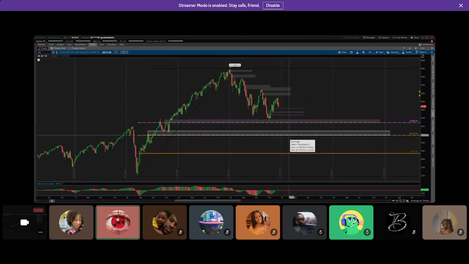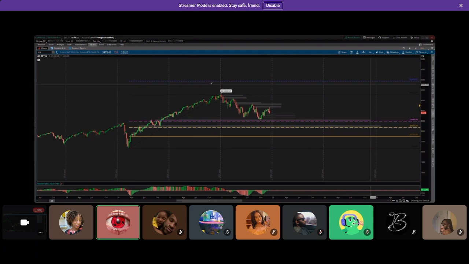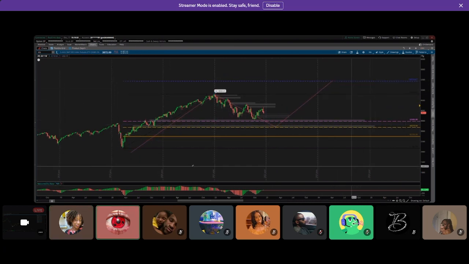The 61.8 is right here. So now once we get to any level of here, your next market run will get all the way back to 5,500. So now we'll have something that looks like this. Beautiful. That's it.